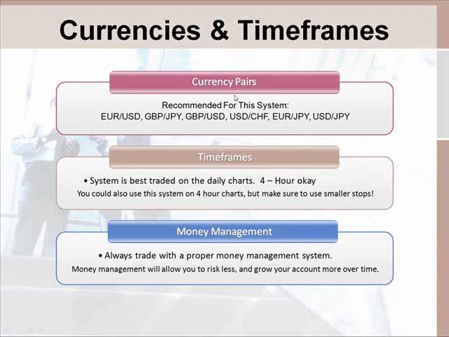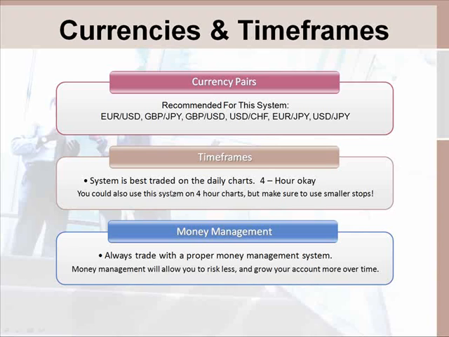The currency pairs that will work well with this system include the Euro US dollar, the British pound Japanese yen, the British pound US dollar, the US dollar Swiss franc, the Euro Japanese yen, and the US dollar Japanese yen. Any of those currency pairs will work well with this system. Since it's a trend system, it can easily be extended to other currency pairs, but when you're just starting out, use one of these to get started. It will help you learn it faster, and these currency pairs tend to trend for longer periods of time.